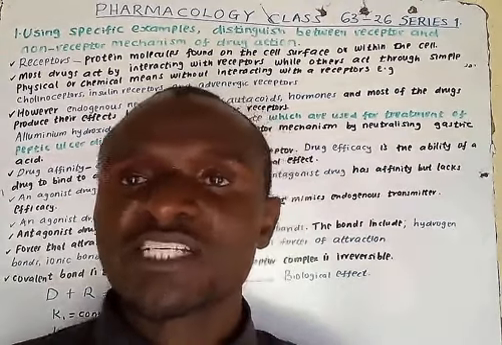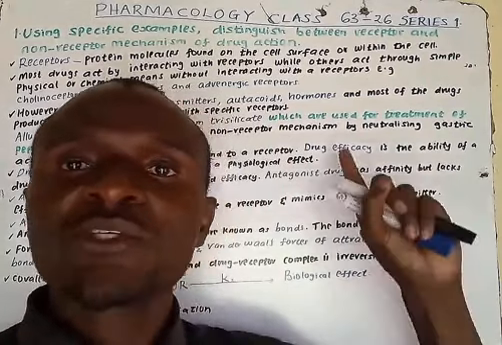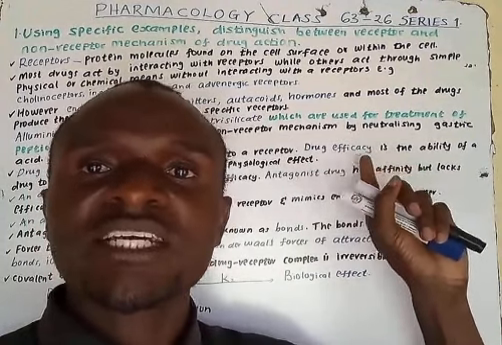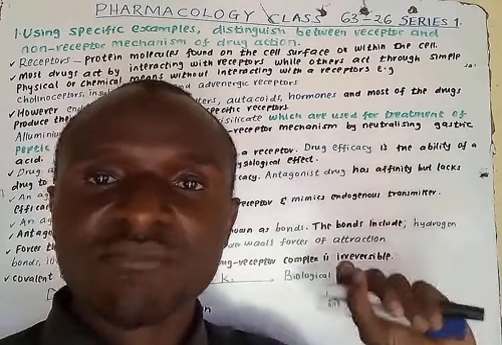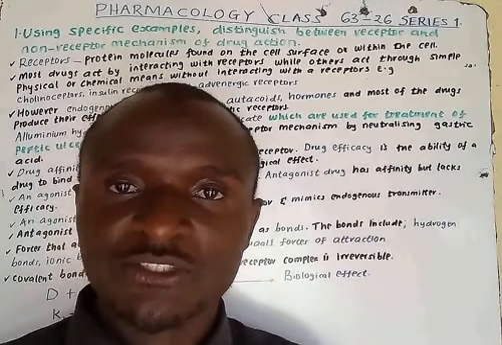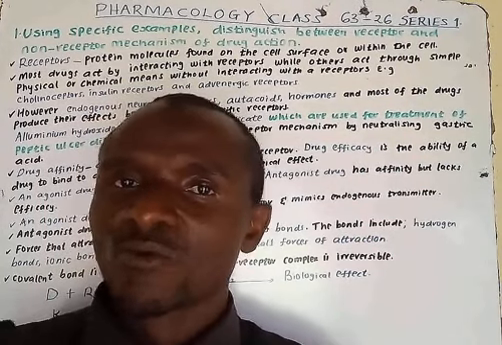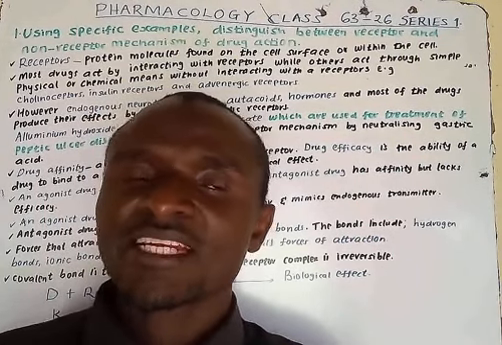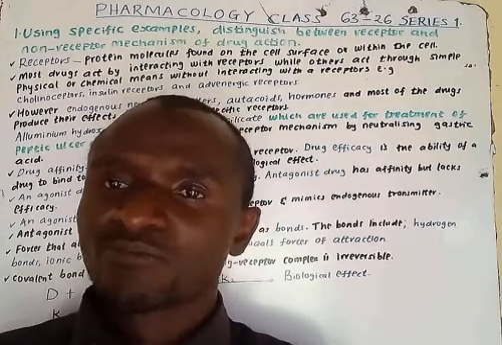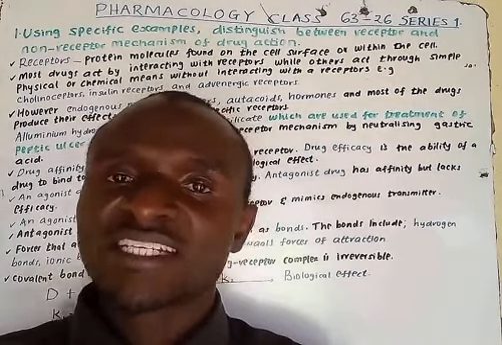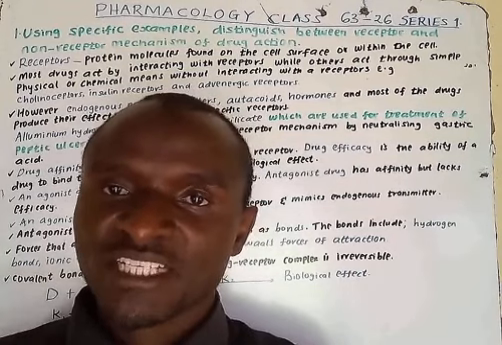So we go to the first question. Using specific examples, distinguish between receptor and non-receptor mechanism of drug action. You first of all need to ask yourself, what is a receptor? Then what do we mean by mechanism? Because we want to distinguish between a receptor and a non-receptor mechanism of drug action.